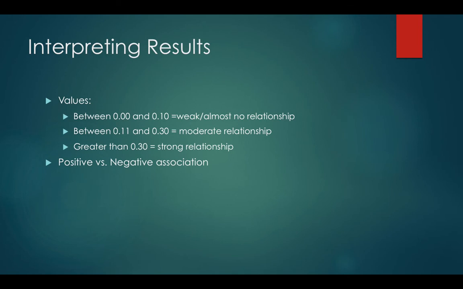If your phi value ranges from 0 to 0.1, your variables have a weak association. If it ranges from 0.11 to 0.3, it has a moderate association. And if the value is greater than 0.3, your variables have a strong association. But it is important to keep in mind that this value doesn't interpret the exact relationship between the two variables.